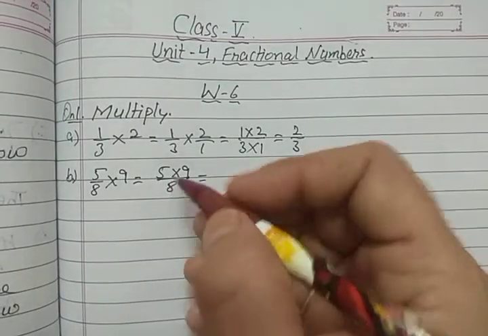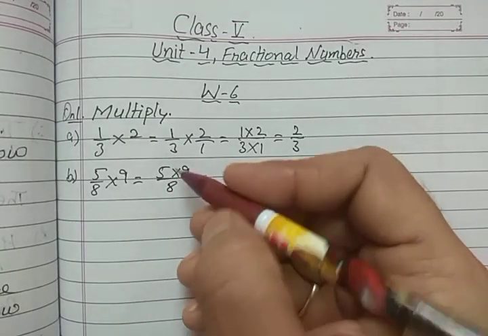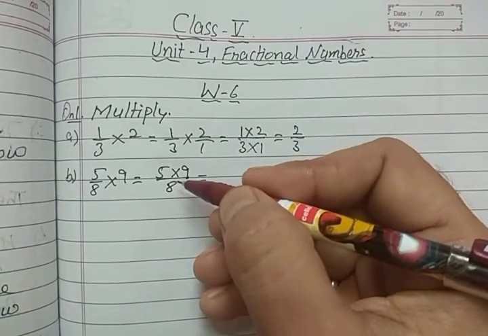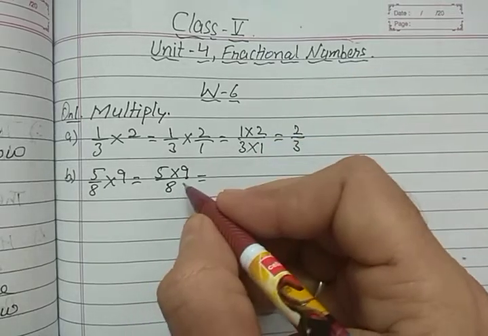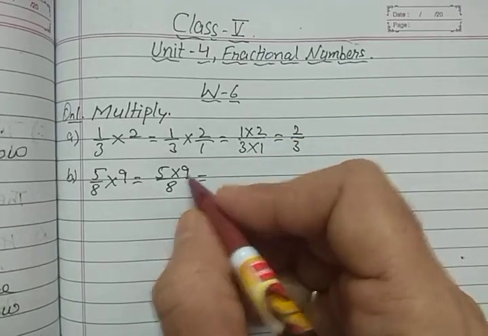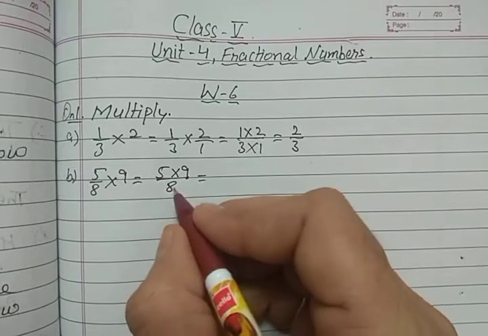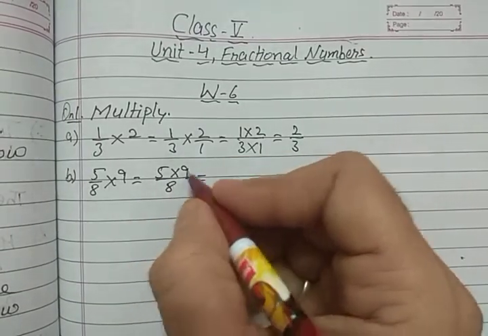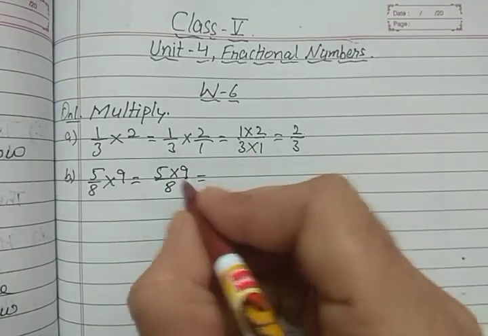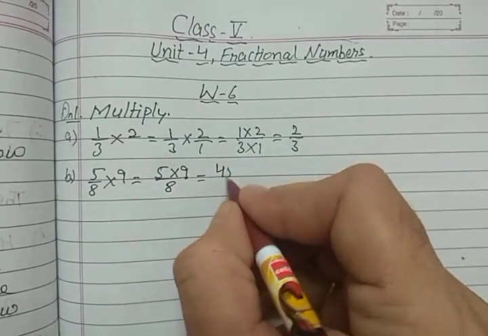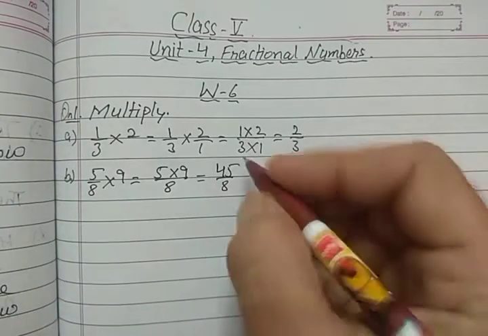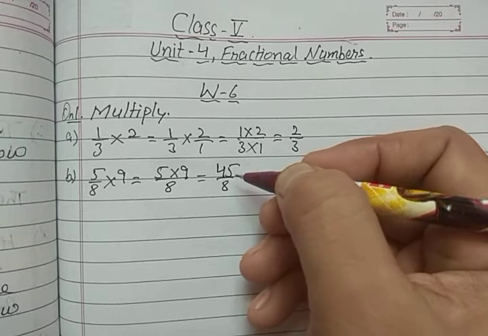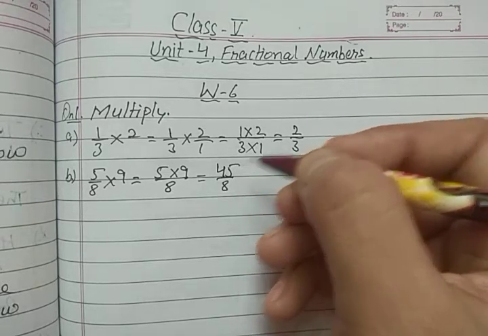So check whether any numerator and denominator come in the table of the same number. So what can you do? 5 and 8, no, they do not come in the table of any number, and 8 and 9 also do not. So multiply numerator with numerator. 9 5s are 45, and 8. Now here you can see this is an improper fraction. So what do we have to do? We have to convert this into a mixed number.